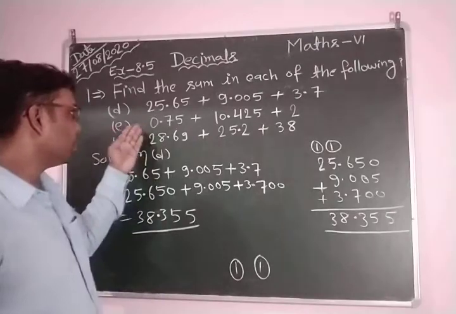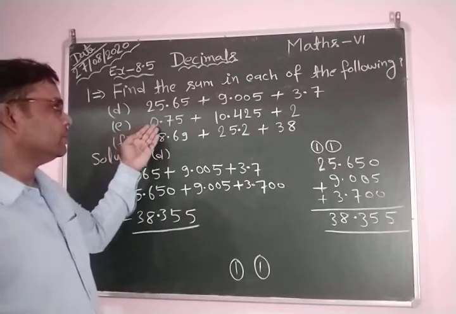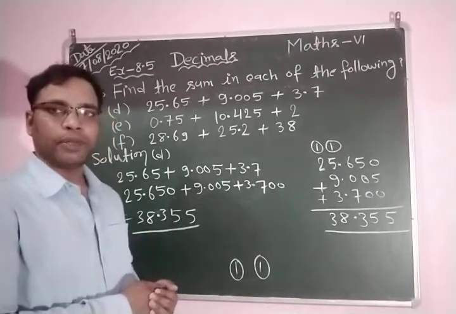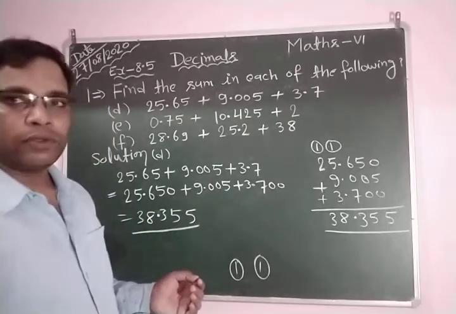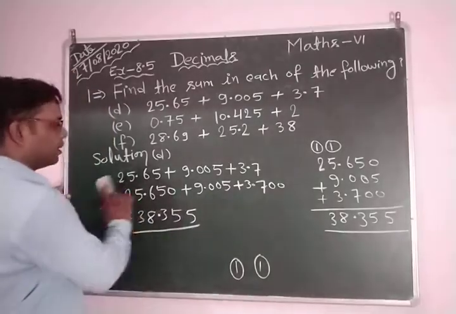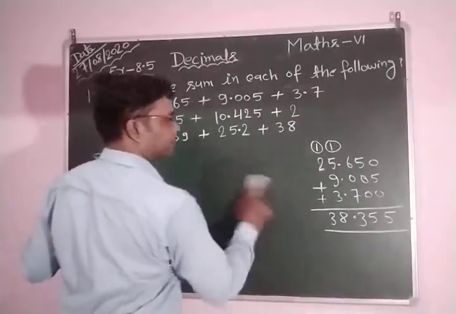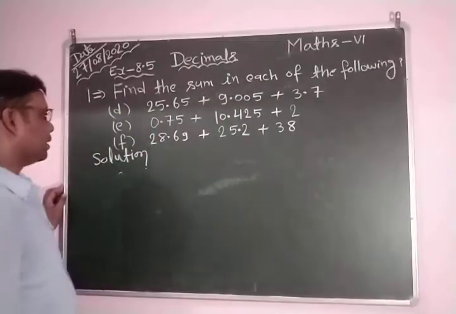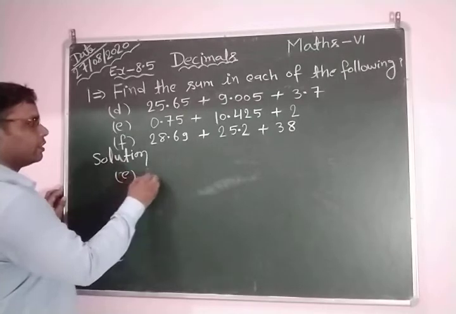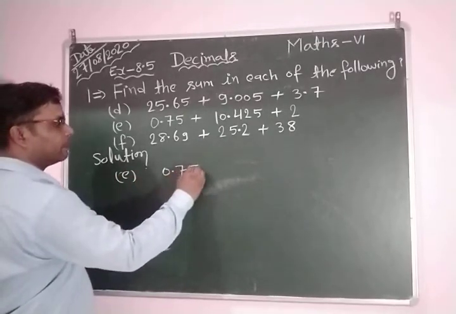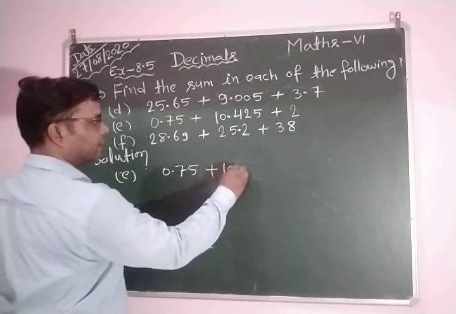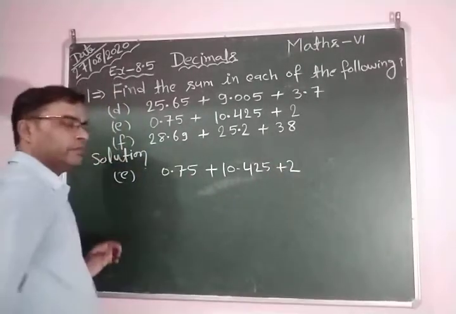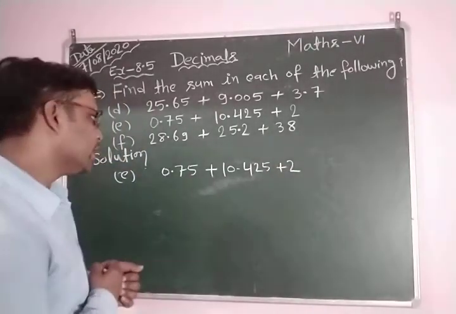Now we have the E part of this question number 1: 0.75 plus 10.425 plus 2. Okay, so let's see how to sum them. So here, in the E part, this is given: 0.75 plus 10.425 plus 2. So first we make them like fractions. How do we make them like fractions?